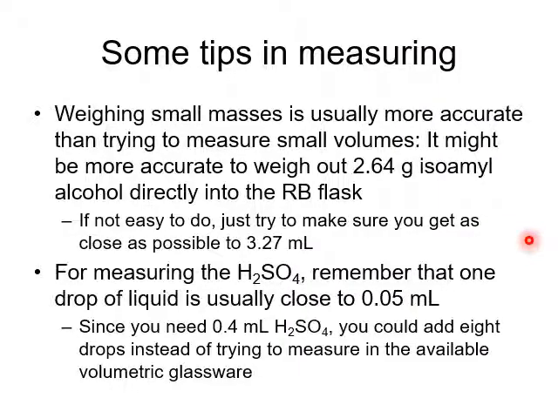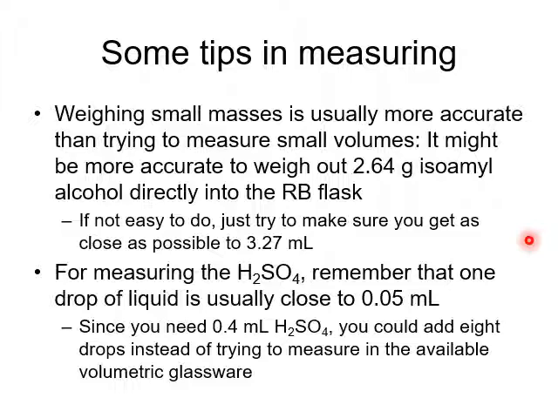So some tips. Weighing small masses is usually more accurate than trying to measure small volumes. That's why instead of measuring isoamyl alcohol based on the volume, you can weigh it by using a balance. That would be more accurate, but you can use volume as your measuring parameter.